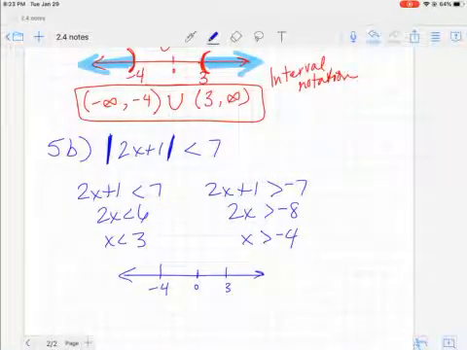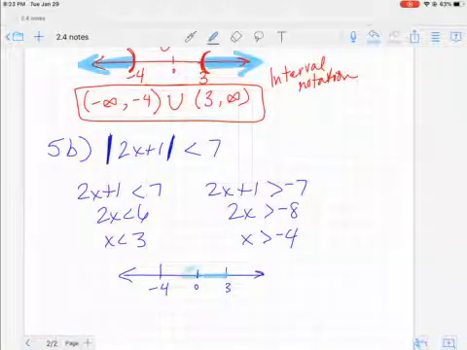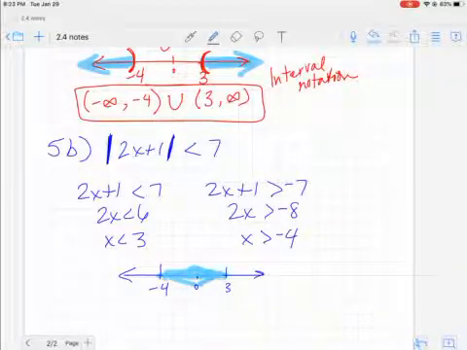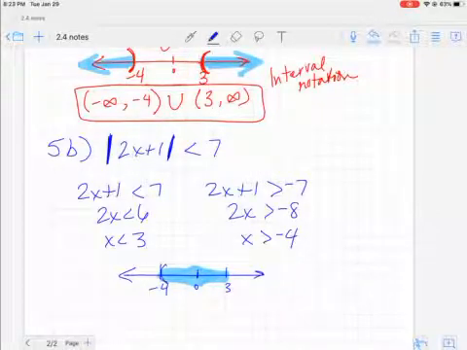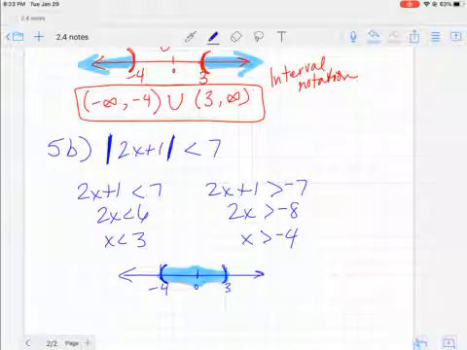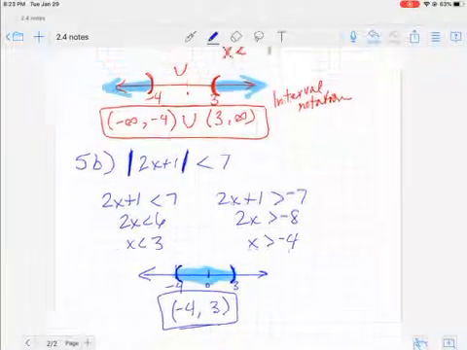So I want to say what's happening here. X is less than 3, so smaller than 3, and bigger than -4. So look what just happened there. The values that work are in between this time. So for interval notation, I'm going from -4 to 3 because I've shaded between them.